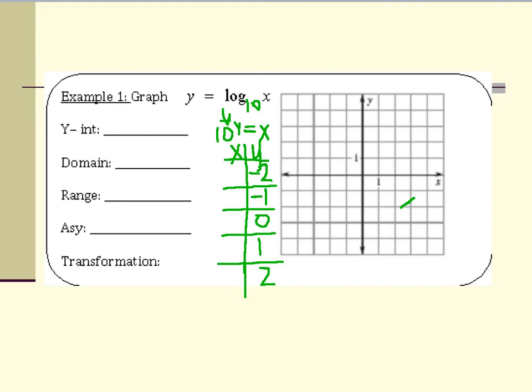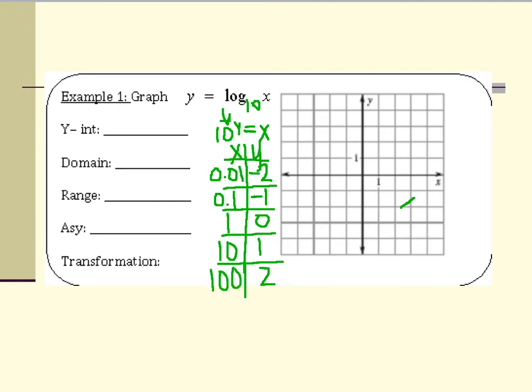So let's see what this ends up looking like here. If you plug in -2, 10 to the -2nd power is 1 over 100, so that's 100th. If you do 10 to the -1st, that's 1/10. 10 to the 0th power is 1. 10 to the 1st power is 10, and 10 squared is 100.